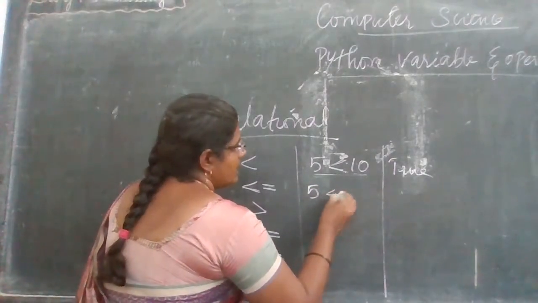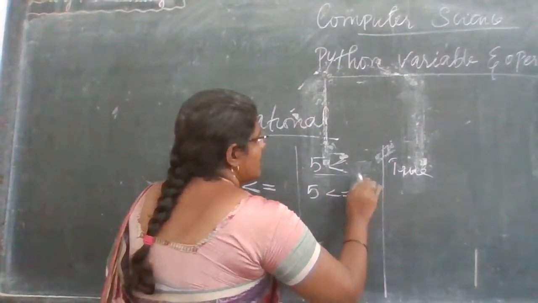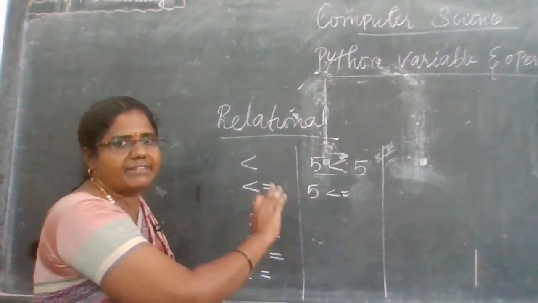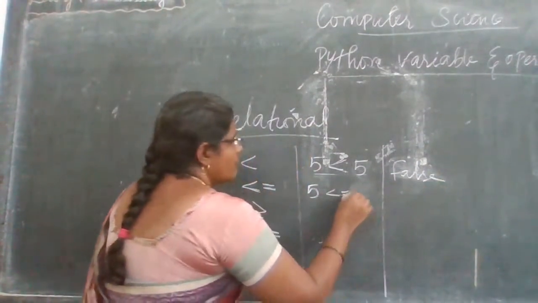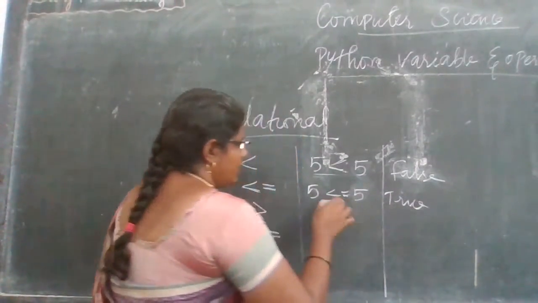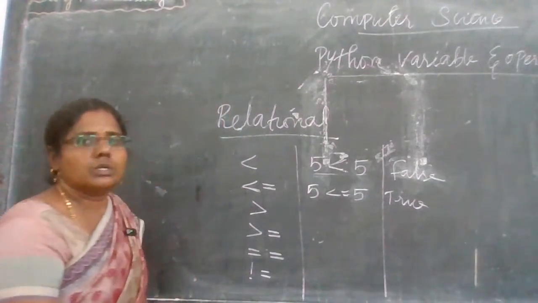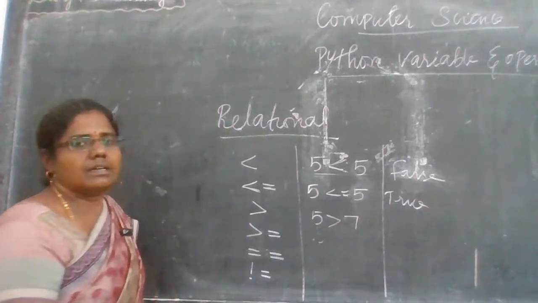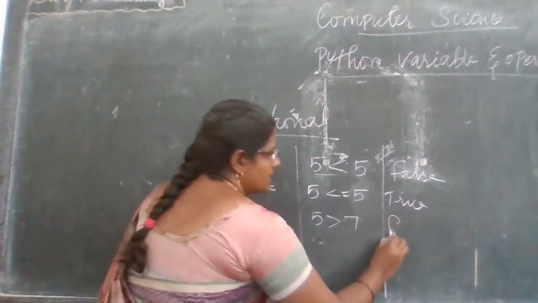5 less than or equal to 10 also returns the value true. If I use 5 less than 5, it returns the value false because it checks only whether it is less than or not. If I use 5 less than or equal to 5, it returns the value true because it checks whether it is less than or equal. Next, 5 greater than 7. The result is false because 5 is not greater than 7. 5 is less than 7. So it returns the value false.